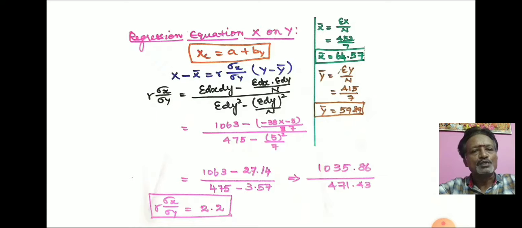So now that is equal to 1063 minus 27.14 divided by 475 minus 3.57, that is equal to 1035.86 divided by 471.43. So here the regression coefficient x on y is equal to 2.2. So instead of r sigma x by sigma y, you substitute the value 2.2.